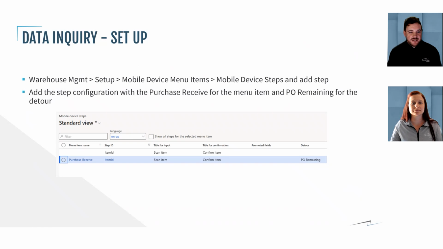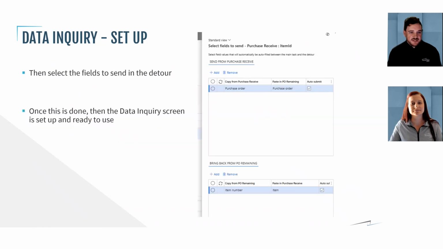Once our menu item is set up, next we can navigate to the mobile device steps in the warehouse management module where we can set up our step configuration. First we'll need to add the step configuration with the purchase receipt menu item, and for the detour we'll need to select the PO remaining menu item that we set up earlier. Next, within that detour, we'll need to select the fields we want to send. In the screenshot on the right, we've added the purchase order to send from the purchase receive screen, and we've added the item to bring back from the PO remaining screen.